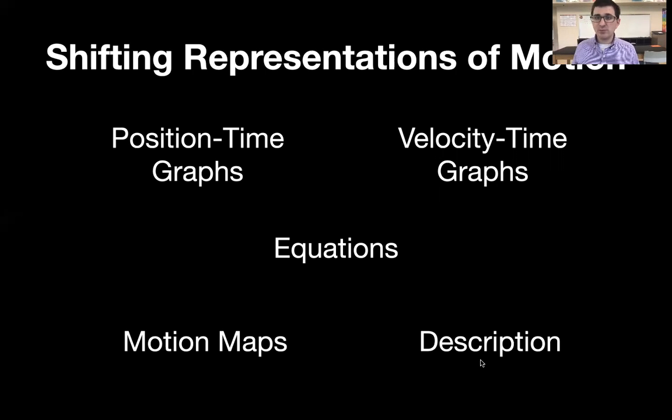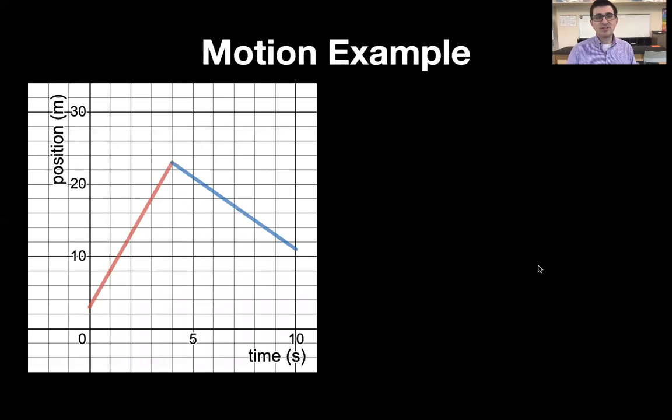So to start building your comfort level with this, we're going to go through an example, starting with a position versus time graph. So here we have a position versus time graph, which is red and then blue. And we are going to start with what hopefully is most familiar to you. We're going to make it into a velocity versus time graph.